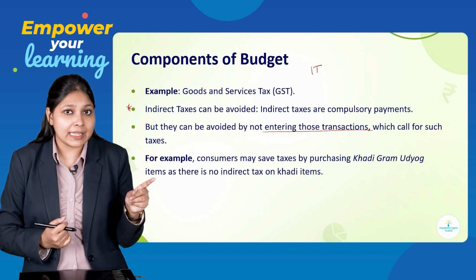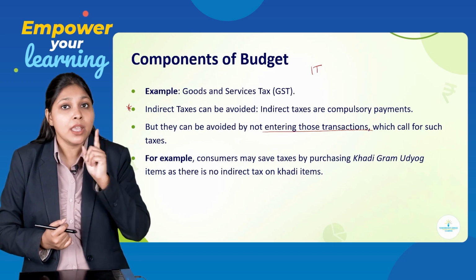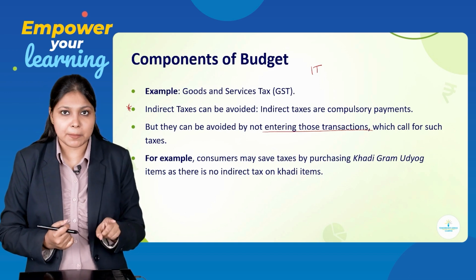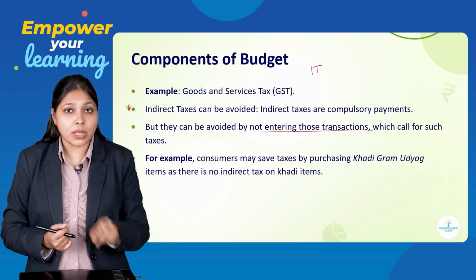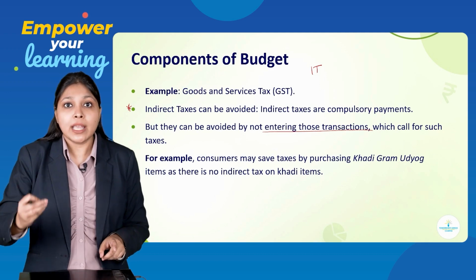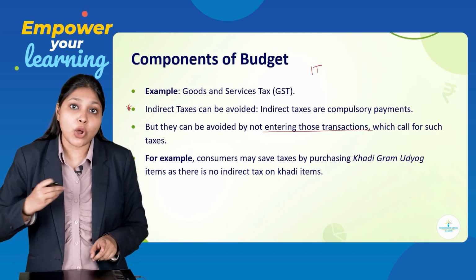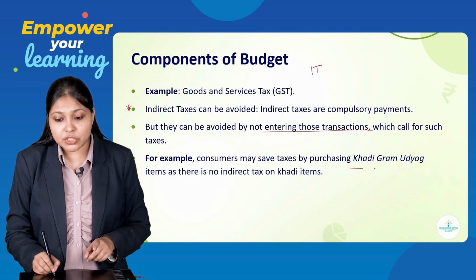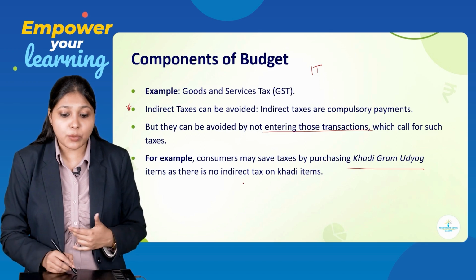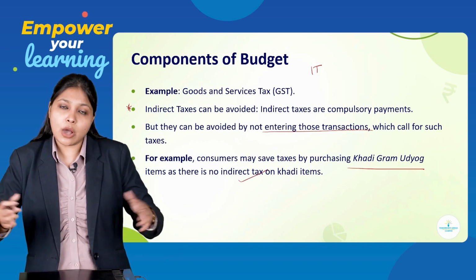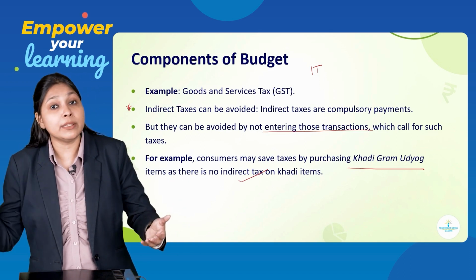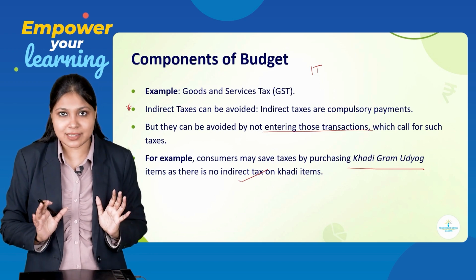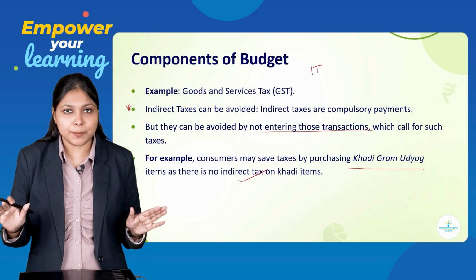Whereas if I talk about direct tax, it is something which is compulsory, which you cannot avoid, which you will never be able to avoid. It is a compulsory payment. Whereas indirect taxes are not a compulsory payment. You can avoid paying GST by not entering into such transactions. Example, a consumer may save taxes by purchasing Khadi Gram Udyog items, as there is no indirect tax on Khadi items. Now, you go and buy Khadi items, don't go to a shopping mall and buy branded clothes, rather go and buy Khadi products. On Khadi products, you don't have to pay GST.